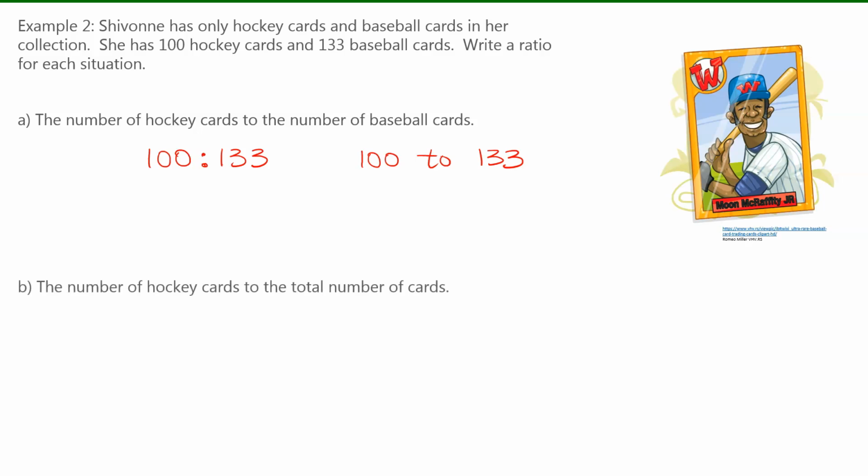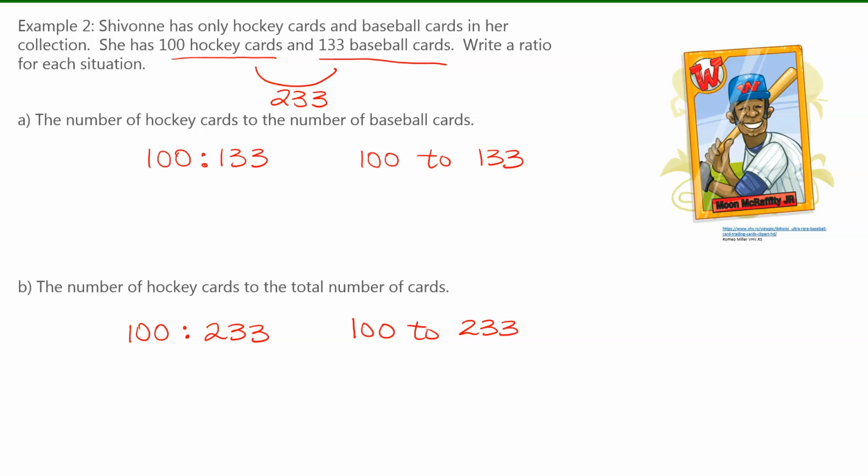For the second part, it's asking us to write a ratio to compare the number of hockey cards to the total number of cards. So it would be hockey cards in comparison to the total number. So if I have 100 hockey cards and 133 baseball cards, then together I have 233 cards. So the ratio would be 100 to 233. We could also write this as 100 to 233. And because this is a part-to-whole ratio, we could also write it as 100 over 233. If we wanted to take it a step further, we could also write that as a percent.